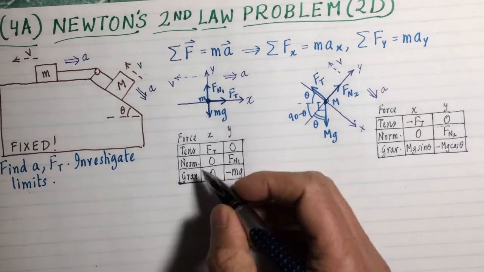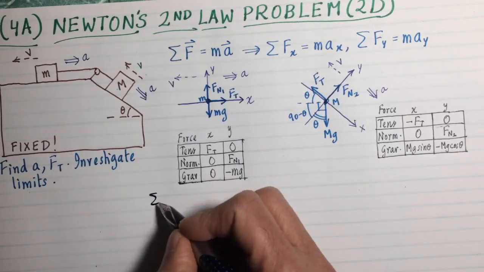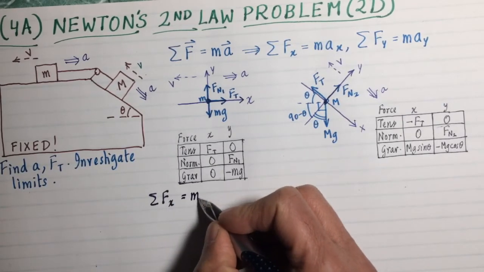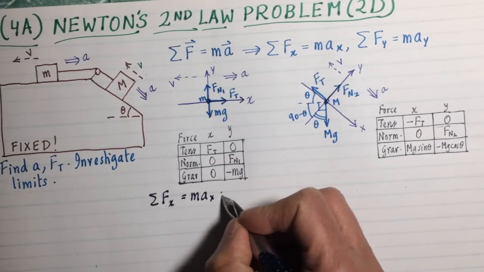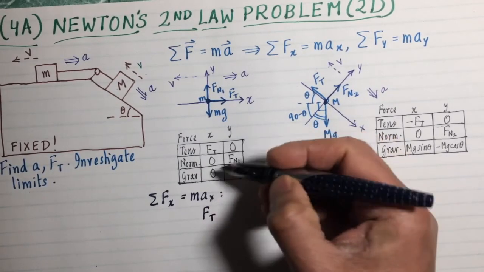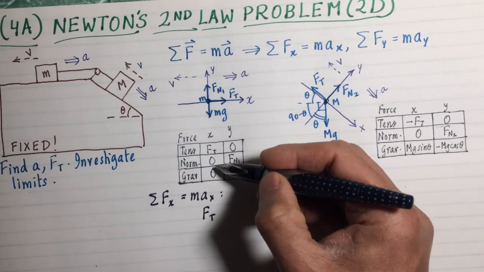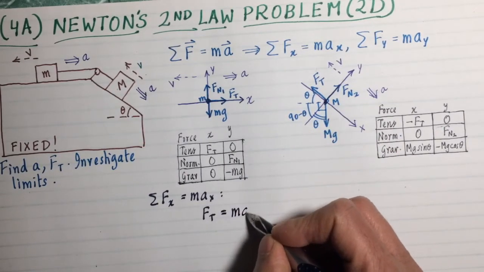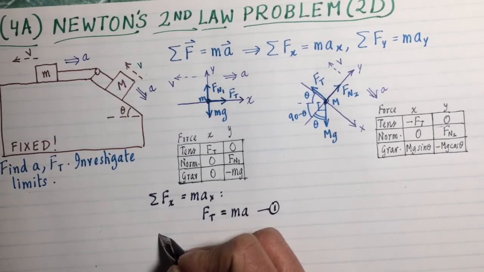Newton's law for this particular object m can be written: sum of all the forces in the x direction is equal to mass times acceleration in the x direction. Well, that translates into the equation Ft, because that's all the sum. It's Ft plus 0 is equal to m times a. Let's call that equation 1.